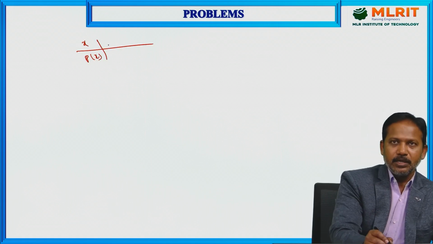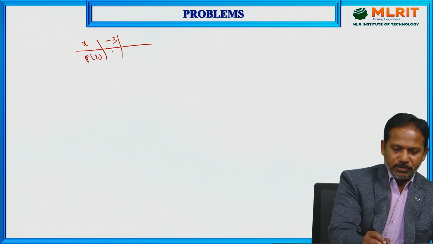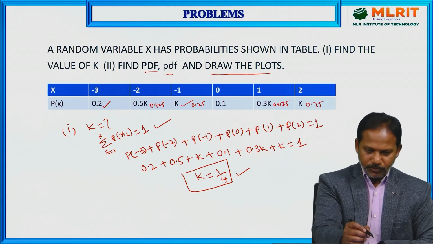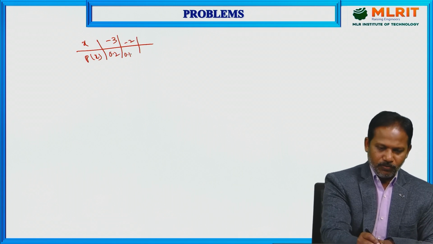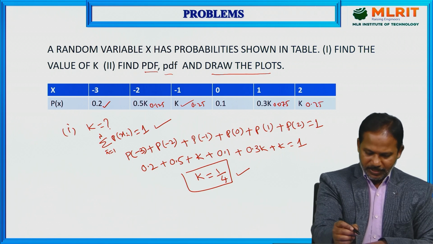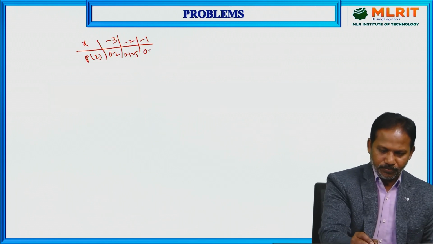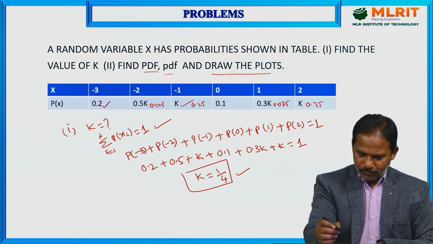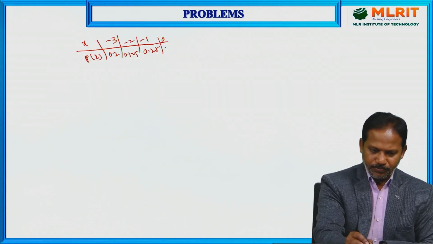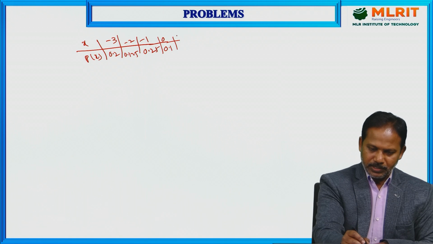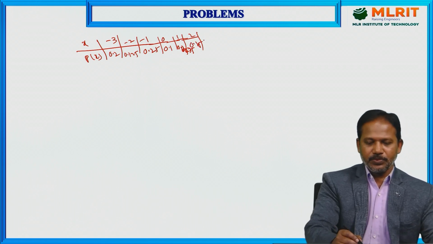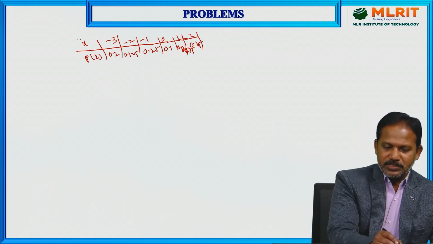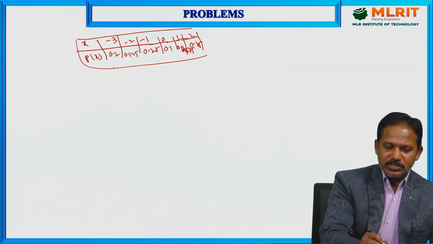The X values are minus 3 with the value 0.2, minus 2 with 0.125, minus 1 with 0.25, 0 with 0.1, next 1 with 0.075, and next 2 with 0.25. So these are my random variable values and probabilities.